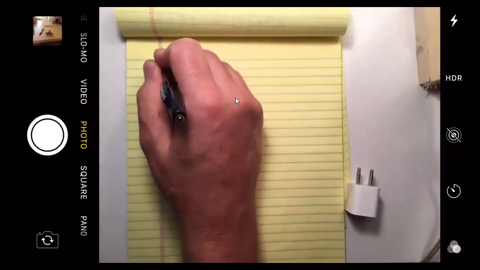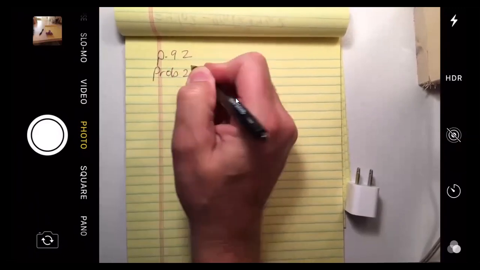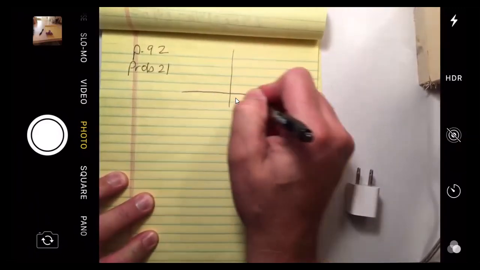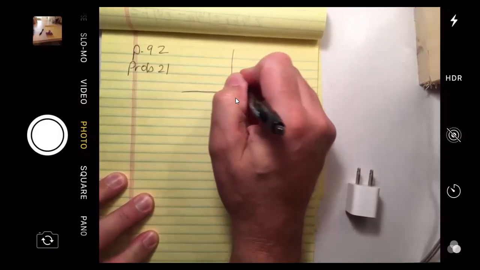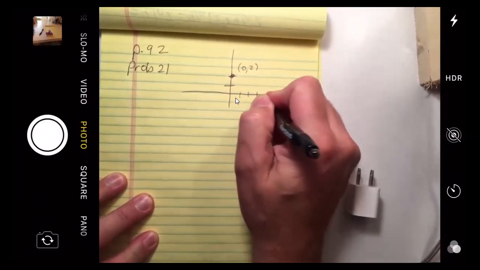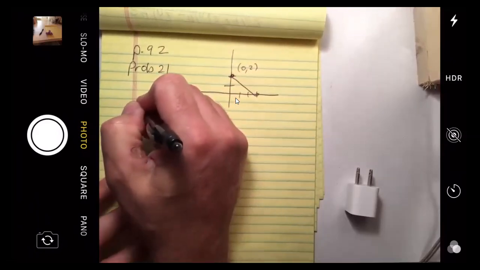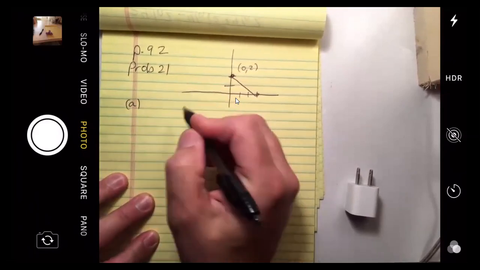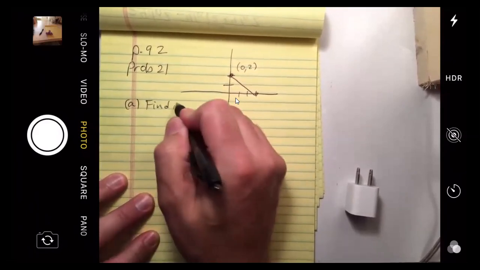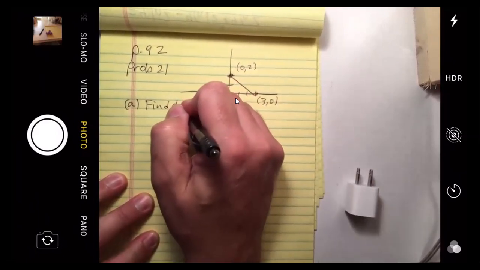I worked page 92. Problem 21 gives you a graph, coordinate up at 0, 2, and a coordinate at 3 and 0. Draws a line between them, and part A, find distance. This is at 3 and 0. Distance.